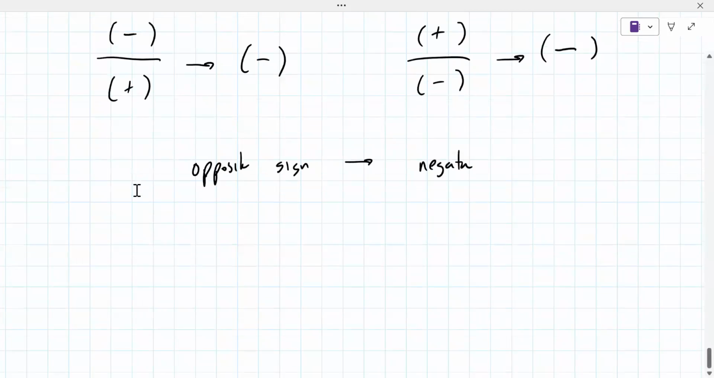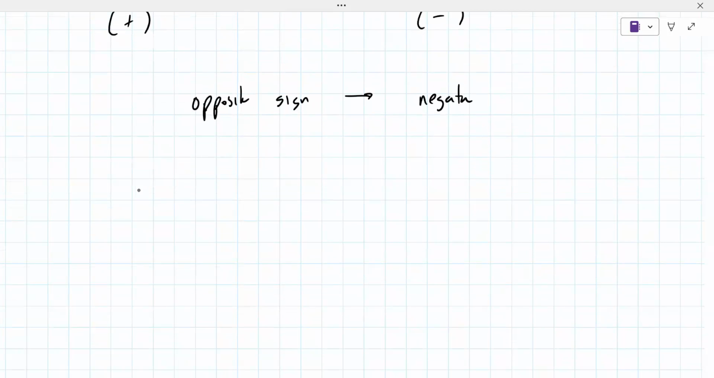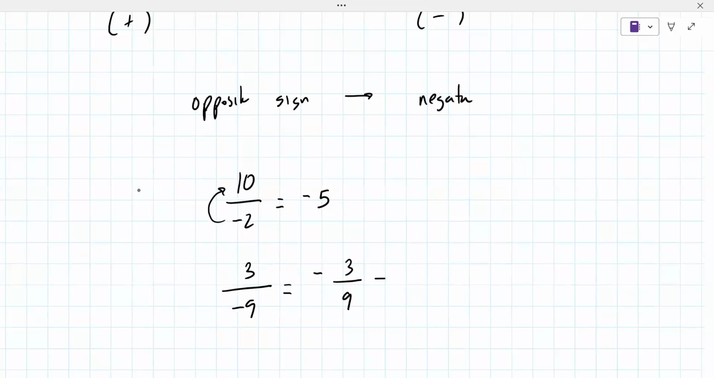The other thing here, and this is kind of what you're asking. Let's say it's like 10 divided by negative 2. It becomes negative 5 because the negative really comes up. Let me give you a different example. Let's say it's 3 over negative 9. The negative really comes up, and 3 divided by 9 is 1/3. So the negative always goes on the top.